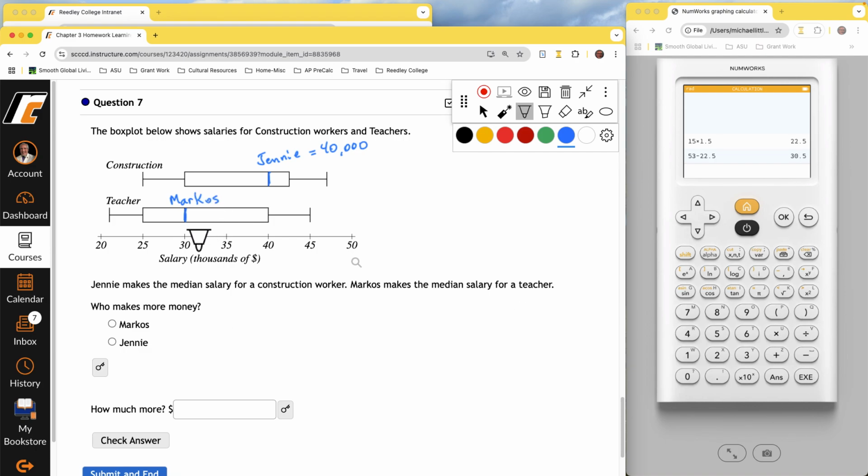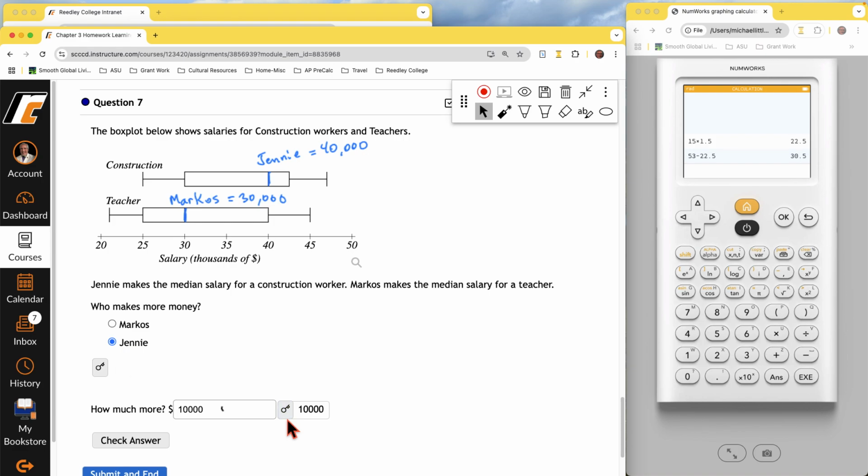Who makes more money? Well, Marcos makes 30. You could visually see right here, certainly, it's got to be Jenny. She's making more. By how much? Well, Marcos makes 30, Jenny makes 40. If you subtract those two, you get 10,000. So Jenny makes $10,000 a year more.